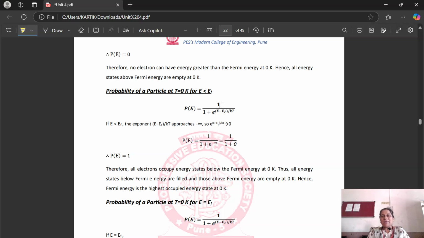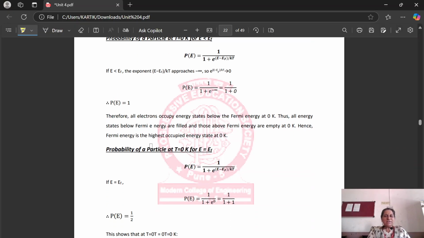Now (E minus EF) upon KT will become negatively infinite, because E minus EF will generate a negative number, divided by 0 will generate minus infinity. So if I substitute that value, the Fermi function comes out to be 1 upon 1 plus e raised to minus infinity, which is nothing but 1 upon 1 plus 0, which is 1 again, right? And therefore the probability of finding the particle becomes 1, which is maximum.